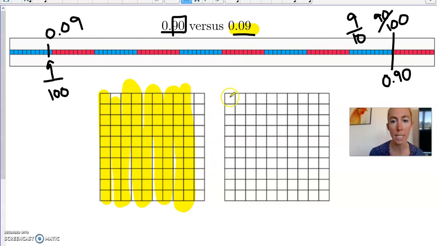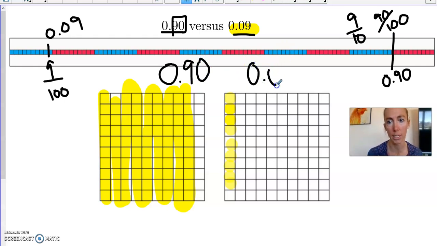Whereas this one is only 9 hundredths. It's very close to being 1/10, but it's not even worth a tenth. It's only 9 cents. So what is my comparison statement going to be? Go ahead and write it on a piece of paper. Write it down. It's good for you. So 0.90 is what compared to 0.09? All right, and 3, 2, 1.